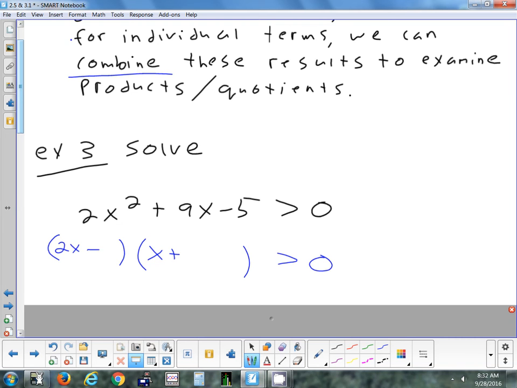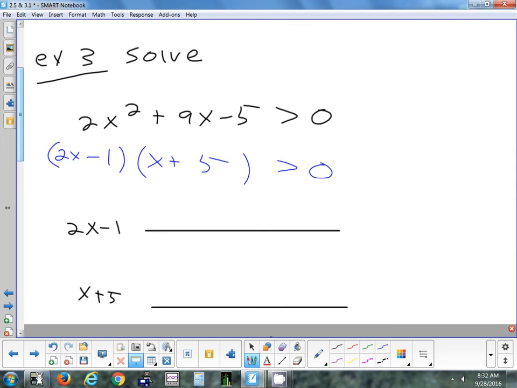What times what gives me 5? Al: 1 and 5. I'll try it in the order she said. So we've got 2 times 5 is positive 10x. Take away 1 gives me 9. So we factored it. Any questions on the factor?